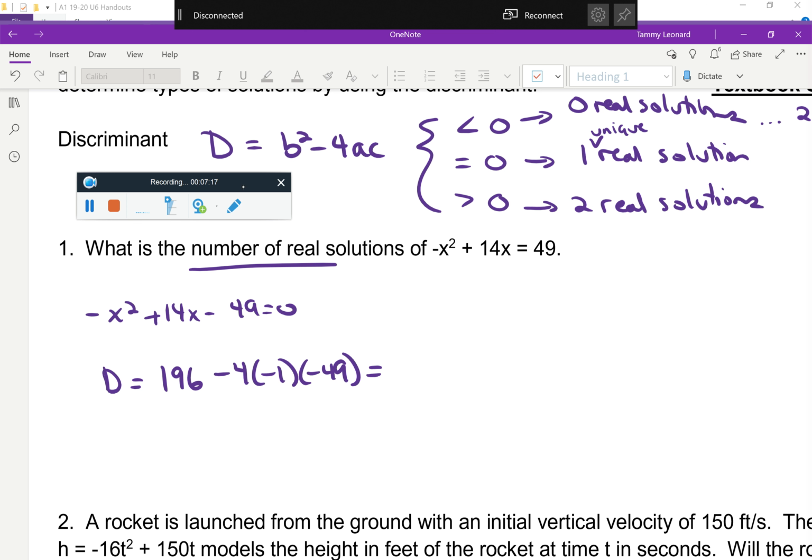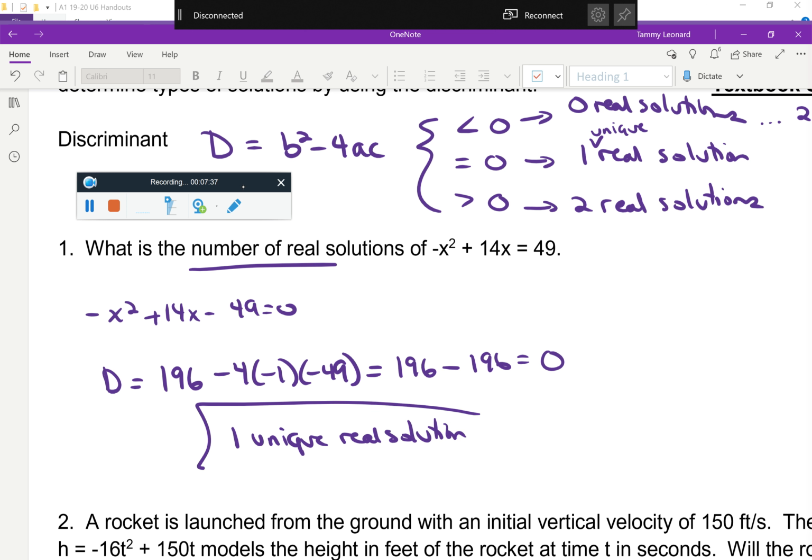What number are we going to subtract? 196 minus how much? 196. Oh, so what's our discriminant? 0. So we would conclude, looking up at our little chart above, that there is one unique real solution. In other words, that thing's a perfect square trinomial. Everybody okay? Yes? All right.